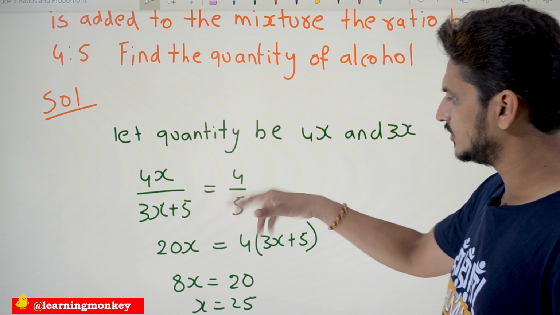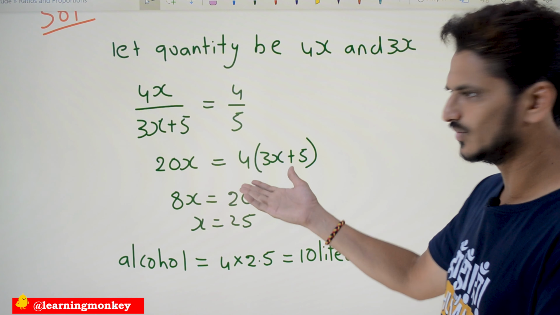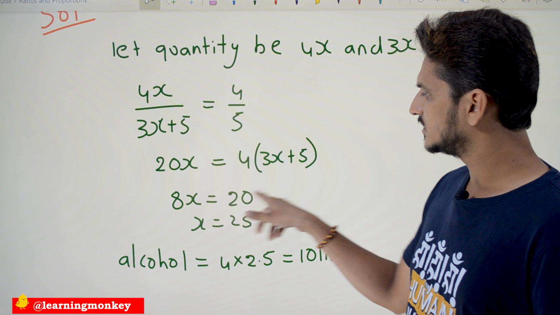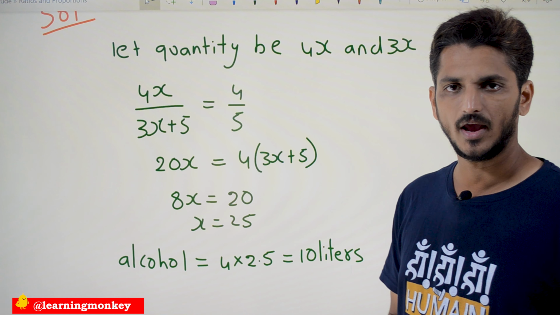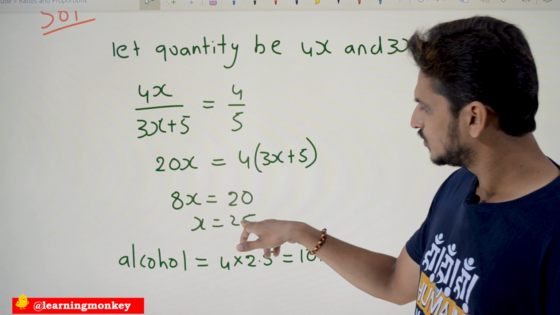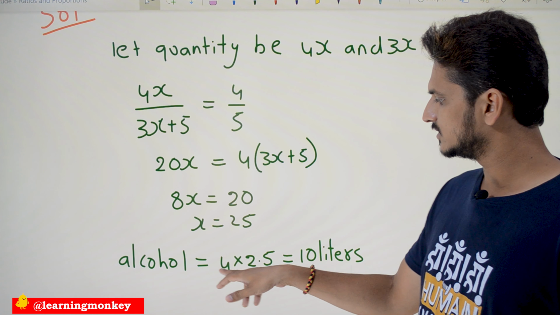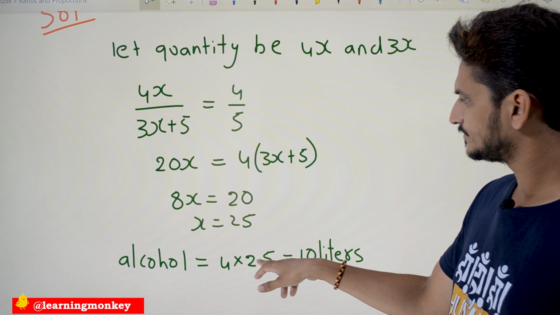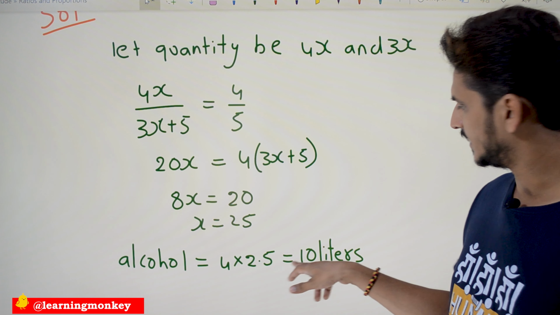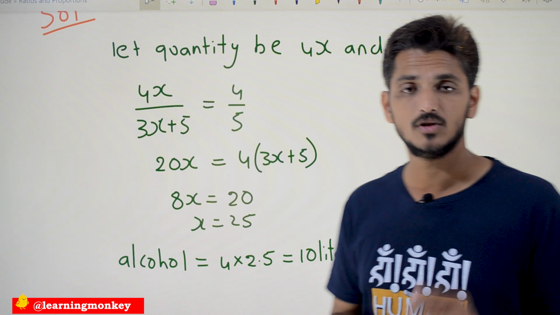That's why when you equate this, 20x is equal to, solving it is very easy. So 8x is equal to 20, x is equal to 2.5. Alcohol is equal to 4 multiplied by 2.5. That is equal to 10 liters of alcohol you are having.